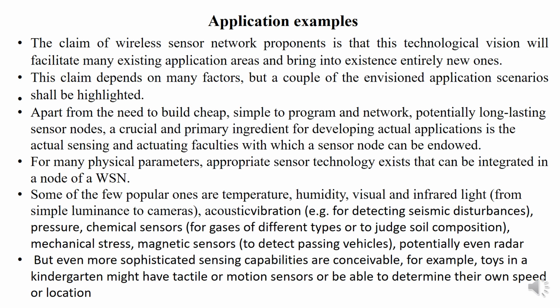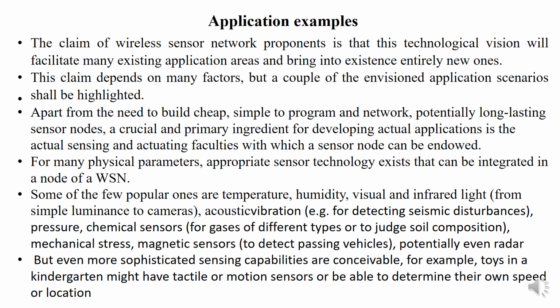Apart from the need to build cheap, simple to program networks with potentially long-lasting sensor nodes, a crucial and primary ingredient for developing actual applications is the actual sensing and actuating faculties with which a sensor node can be endowed. For many physical parameters, appropriate sensor technology exists that can be integrated in a node for a wireless sensor network. Some of the popular ones are temperature, humidity, visual and infrared light, from simple luminance to cameras.